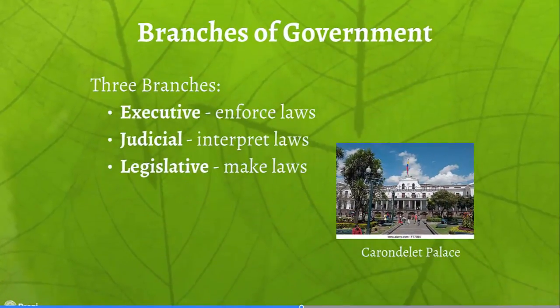Like the United States, Ecuador has 3 branches. The legislative branch makes laws, the executive branch enforces laws, and the judicial branch interprets the law. The legislative branch is known as the National Assembly, which is similar to our Congress. The federal government buildings are located in the capital city, Quito. The head of the executive branch, President Correa, lives in the Carondelet Palace, which is also located in Quito.